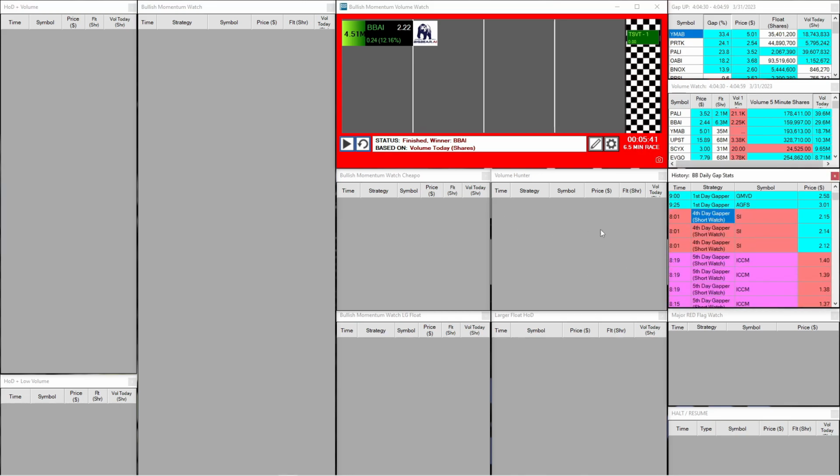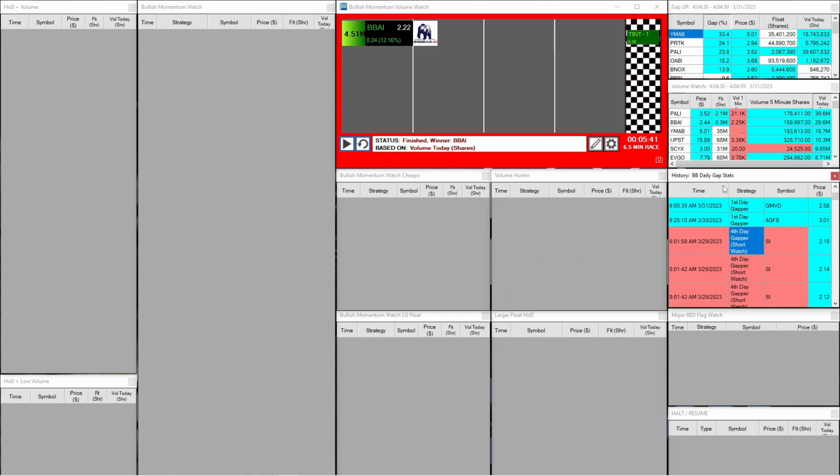Let me scroll down, see if we can find another one. SI on, let me see, when was the date? So this was on the 29th. So a few days ago. So SI on the 29th gave us that exact watch and said, hey, it's a 5th day gapper. You sure you want to take this trade? And again, I'm still working on these, or it was showing a 4th day gapper.